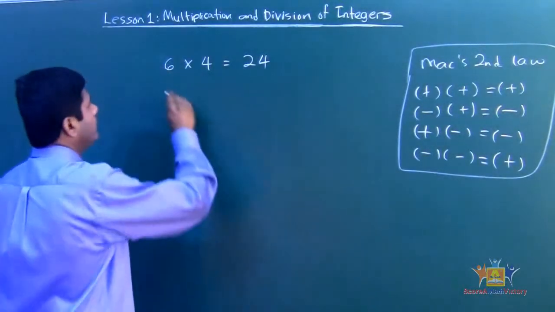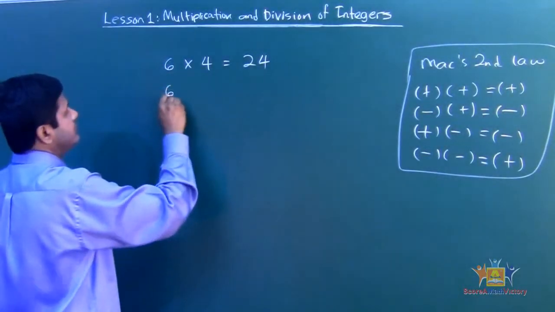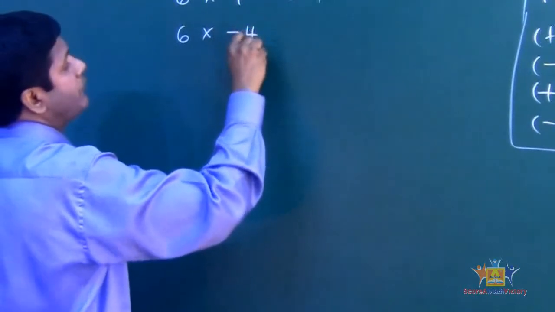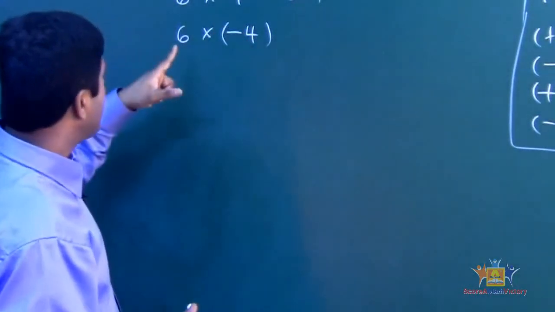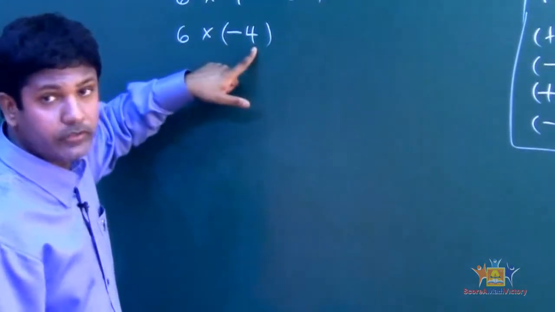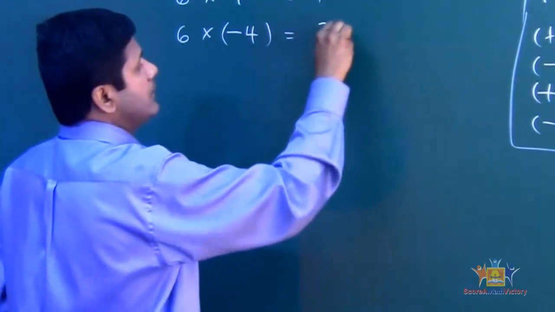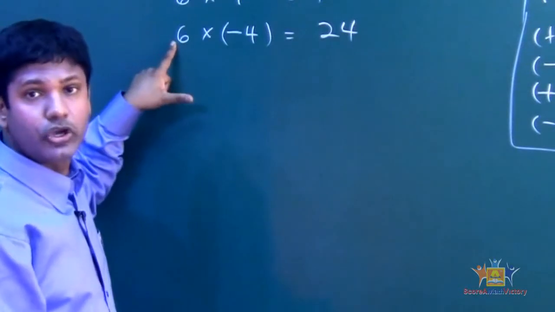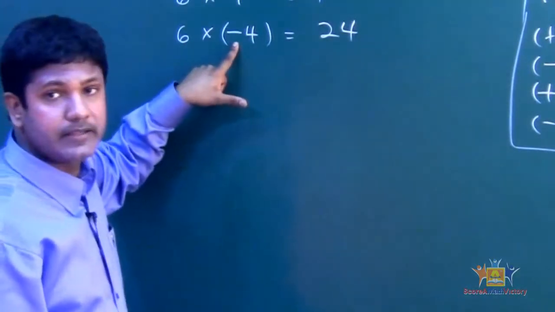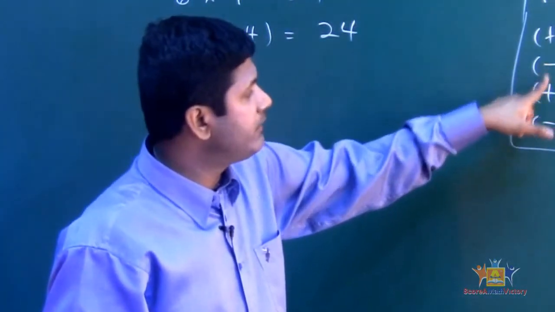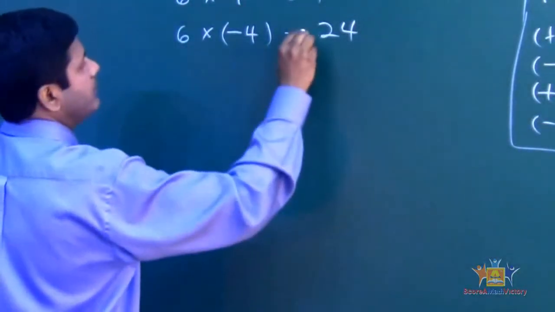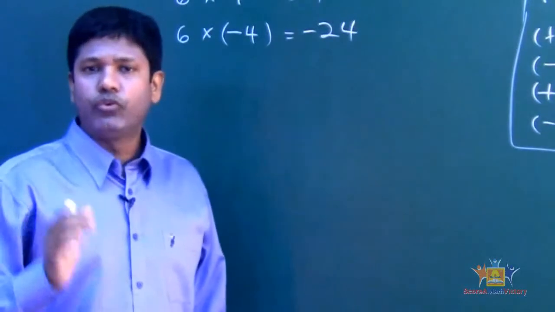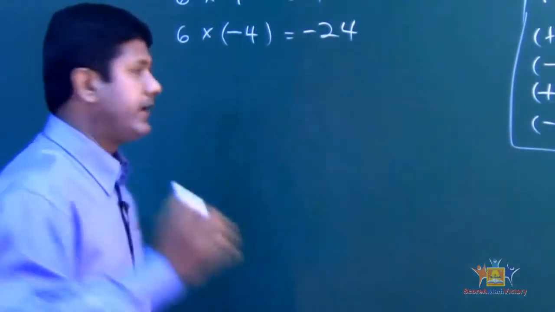Okay, let's say, for example, the same problem. Mr. Mac says 6 times negative 4. See that? 6 times negative 4. Now you know that 6 times 4 is 24. And what do you have right there? Plus. You don't show it. Plus times minus, or positive and negative, is what? Negative. So keep in mind, it'll be negative 24.